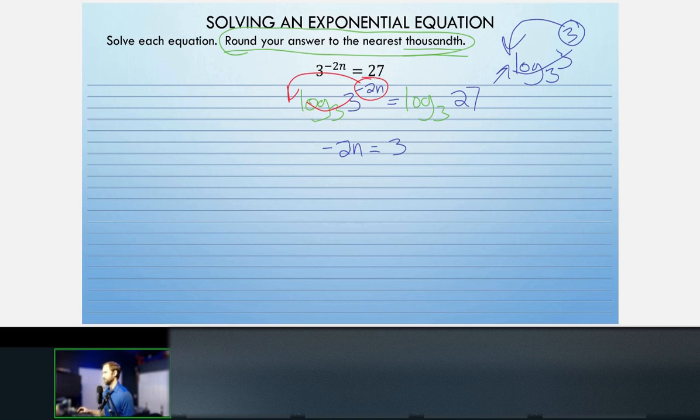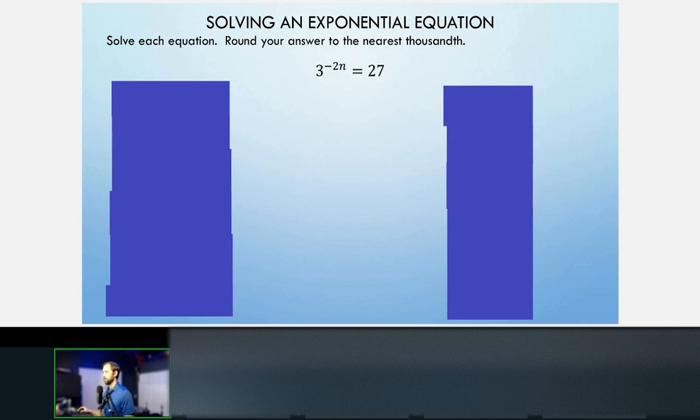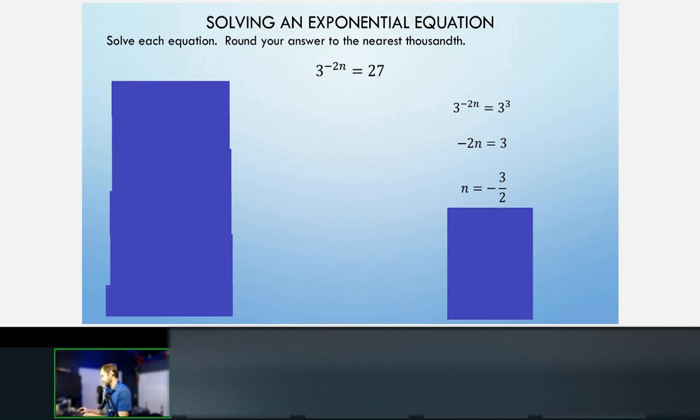Yeah, not too bad. We also could have made the bases the same. So there's a few ways to do this problem. So I could have just rewrote it like that and said, hey, I can make both bases 3 and then set the exponents equal to each other. And we could have done it that way.